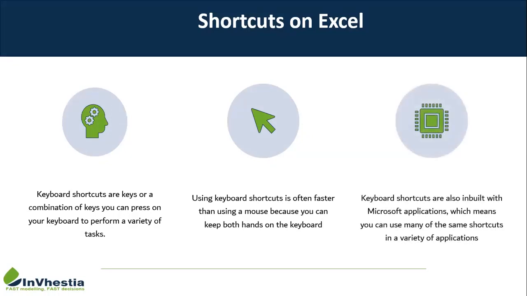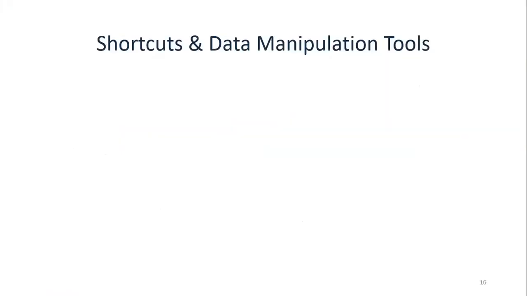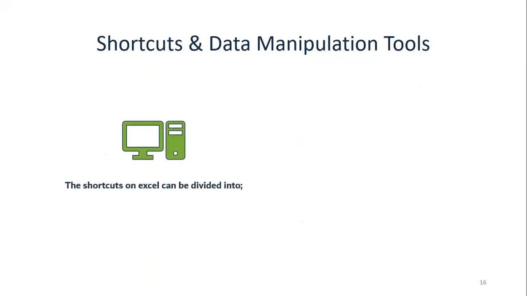So the Microsoft application packages have common shortcuts that span across, not just specific to Excel. For those, they're the normal Control C for copy, Control V for paste, etc. So what we will look specifically at today is the shortcuts for Excel, and for that we can divide them into two. Those are the Control shortcuts and the Alt shortcuts.